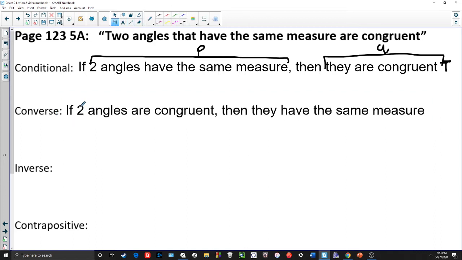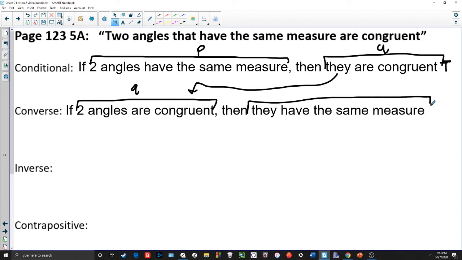So now my Q is over here. Two angles are congruent, that's my Q from my original. So boom, just got swapped. And then over here is my P from the original. So again, boom, just got swapped. So just swapped P and Q. And this would also be a true statement. If two angles are congruent, they have the same measure, which again, by definition, in order to be congruent, you have to have the same measure. So that's what this is saying here. So this would also be a true statement. So again, sometimes both the conditional and the converse are true. They don't always have to be opposites.